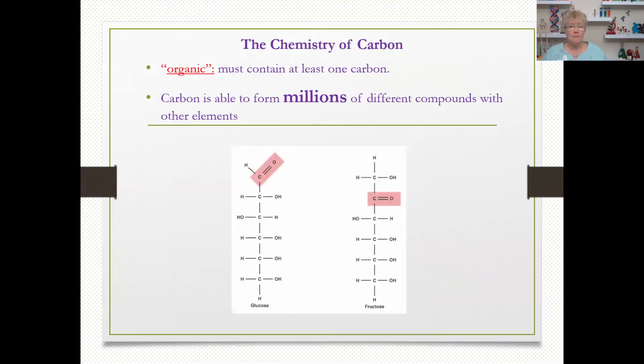And carbon is so, we call it carbon chemistry in our class. We could also call it organic chemistry, because carbon chemistry and organic chemistry are the same thing. In order to be called organic, something has to have carbon in it, at least one. And it's able to form millions of different compounds. And that's what makes life possible on our planet. All right, we are just about out of time.